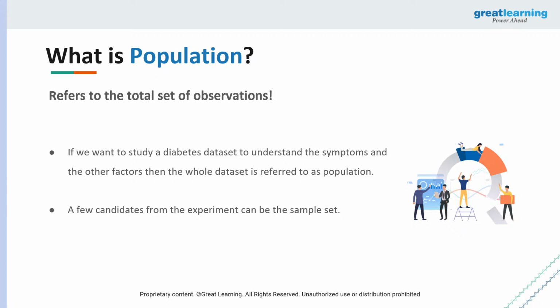Now, if you are studying a data set such as the diabetes data set to understand the symptoms of the people, and the factors that have a role in the onset of diabetes, if you pick up everyone, all of the people who have diabetes or do not have diabetes, then that is a population. But if you only pick up a few people for your experiment, a few candidates, then these are called a sample set. A sample set is basically a small chunk out of the population. So this is what population is.